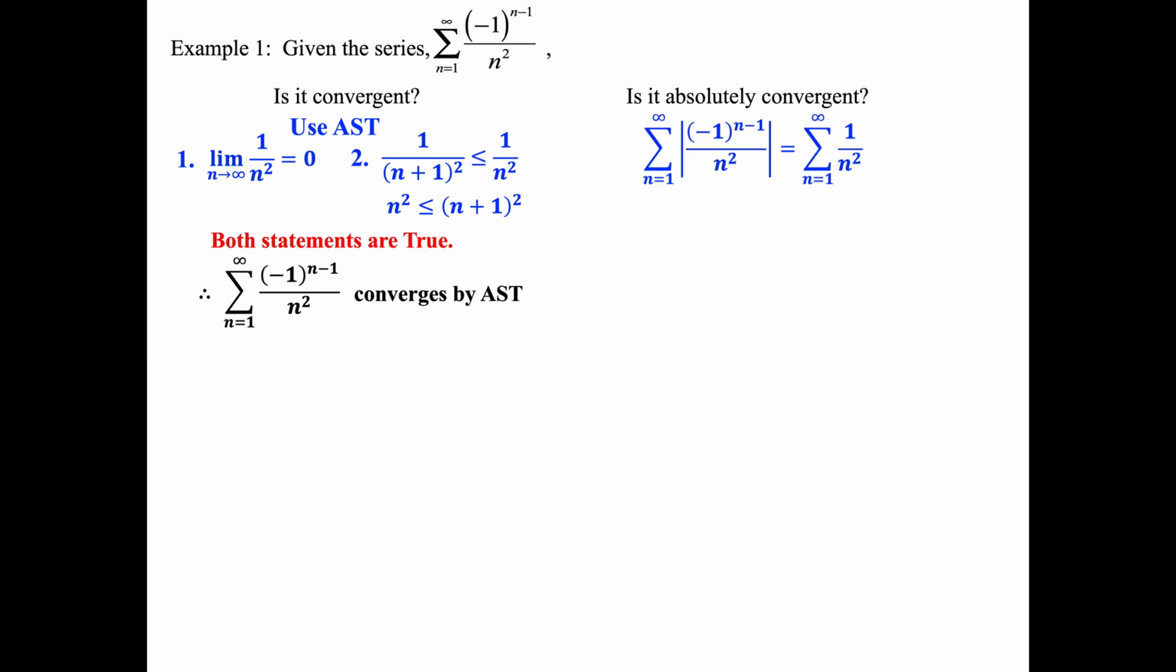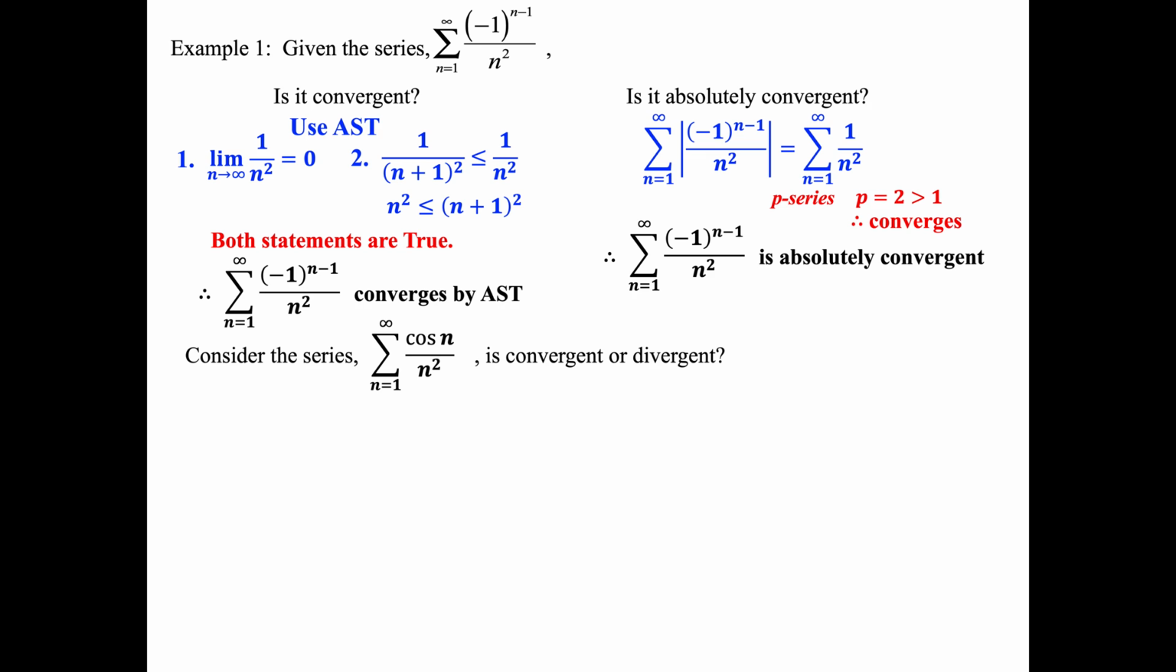Is it absolutely convergent? Now we put absolute value bars around the entire function. We don't just remove the -1 raised to the power as we did in the alternating series test. So that's our summation of 1 over n squared, and that's a p-series, and p is equal to 2, which is greater than 1, and it converges. So therefore, our series is absolutely convergent.